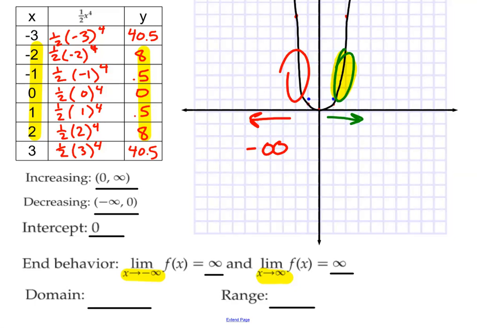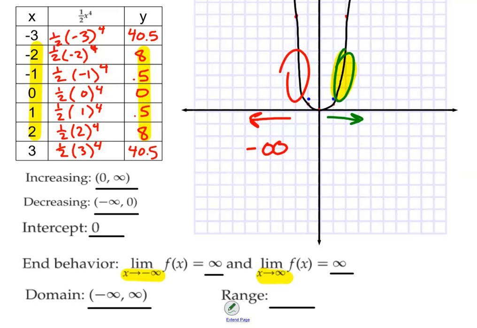And then lastly is our domain and range. Hopefully you can see how close it is to a parabola. Our domain has no restrictions. You can go all the way down to negative infinity, all the way up to positive infinity. But our range, we do have a minimum value.